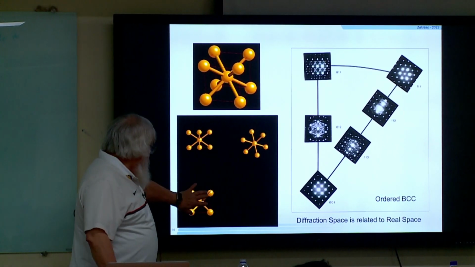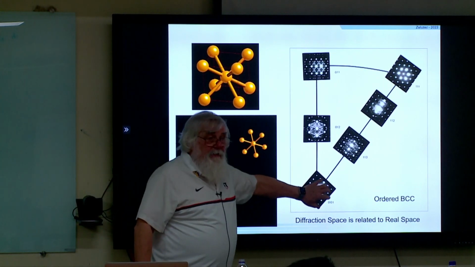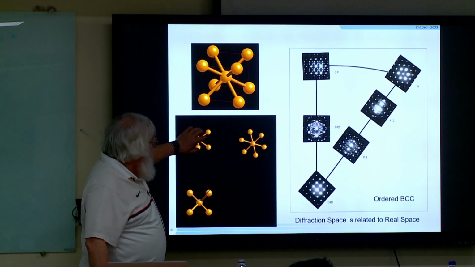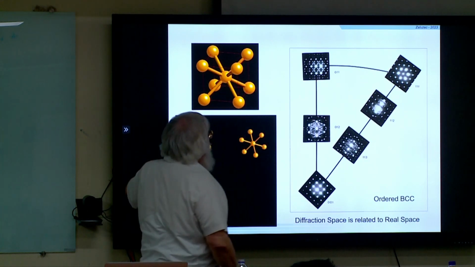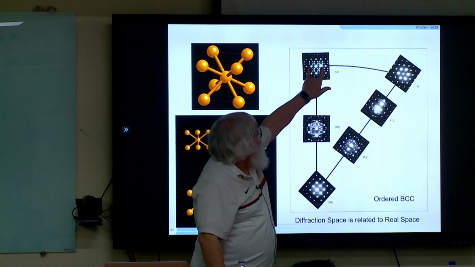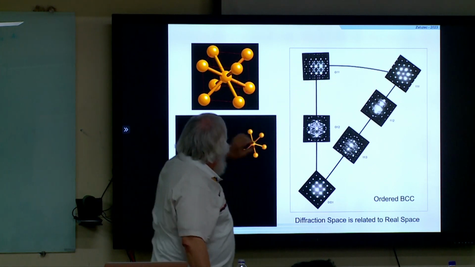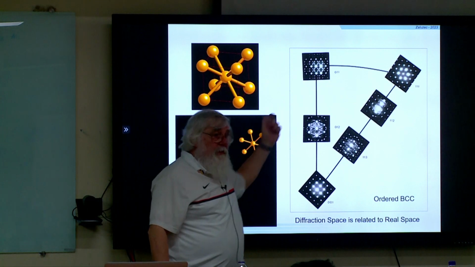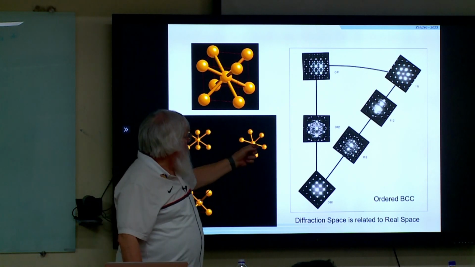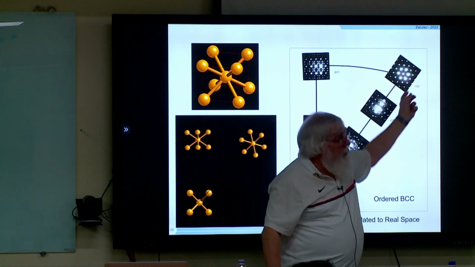Okay? When you're looking down a cube axis, it doesn't matter. If it's a cube, it's a cube. But when we look down the 011 axis, for example, the pattern is short this way and long this way, and it's the opposite in real space, because the diffraction pattern is reciprocal to real space. And here's the 111, always looks the same. It's always symmetric.